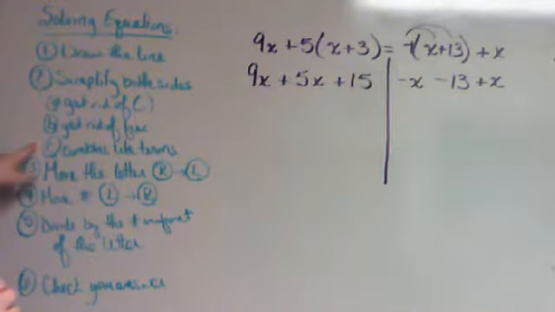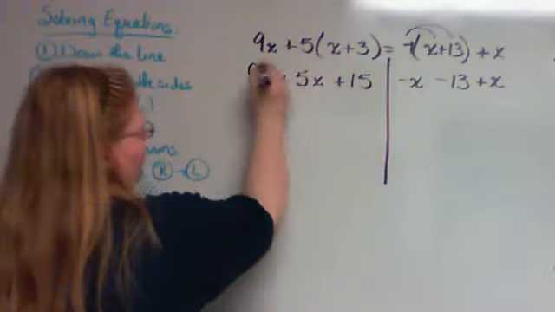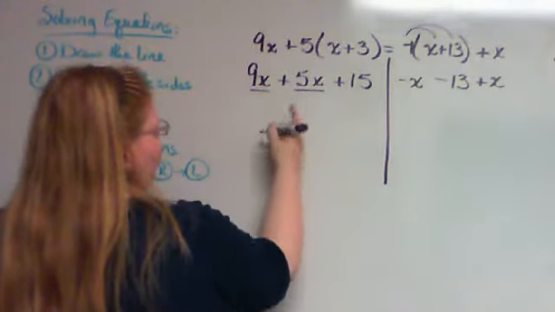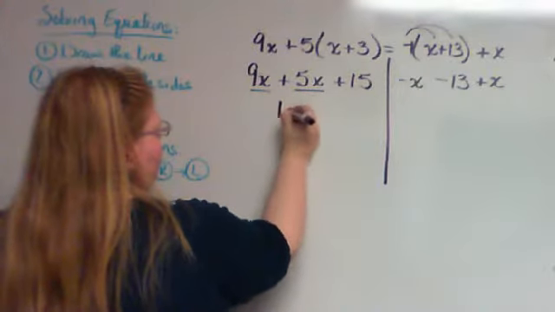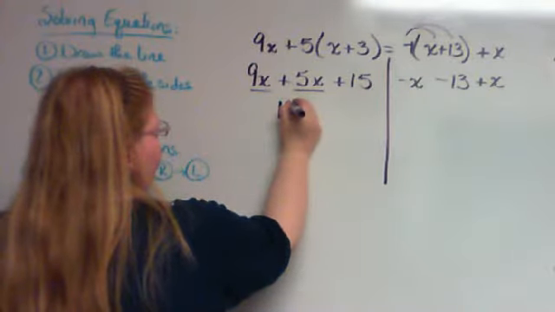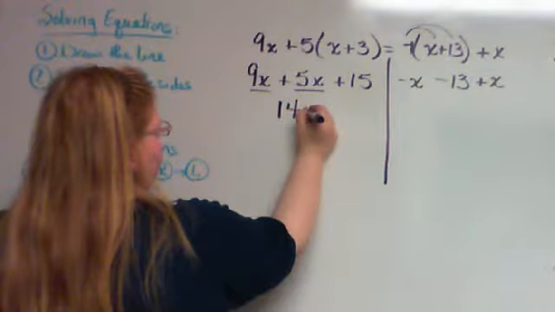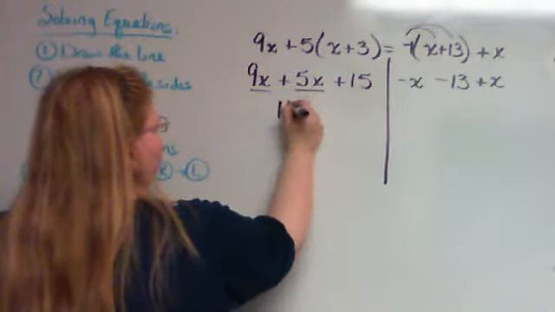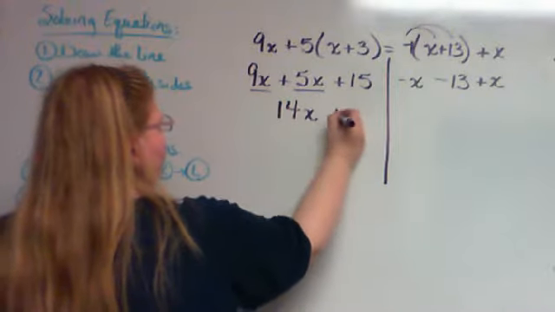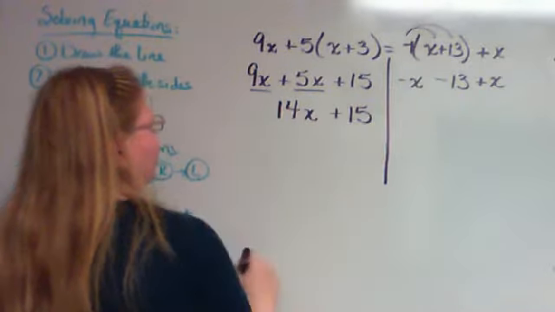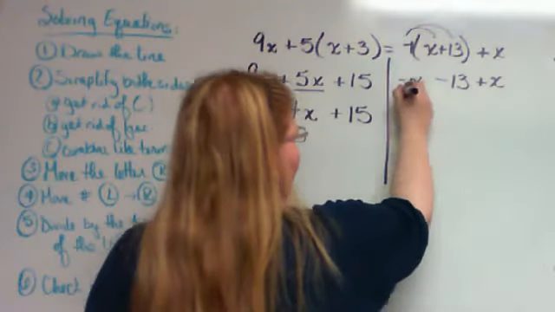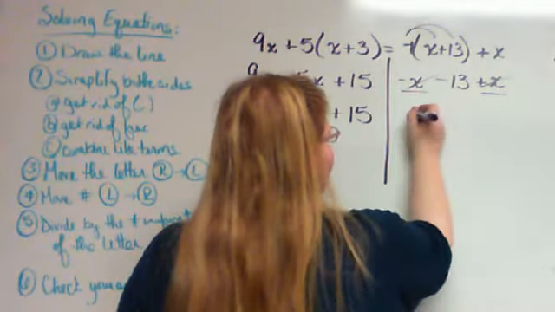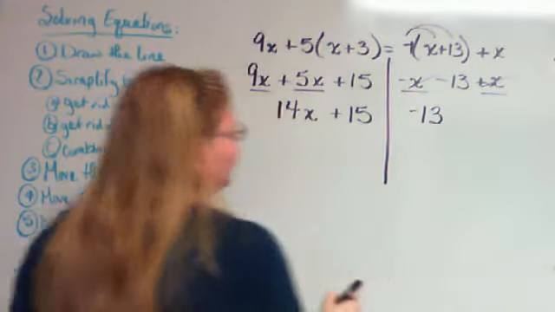And then I get to combine like terms. I got some like terms over here with my x's. 9x and 5x is total of 14x. Over here, I have negative x and positive x. Well, they cancel each other out. And that leaves me with negative 13.